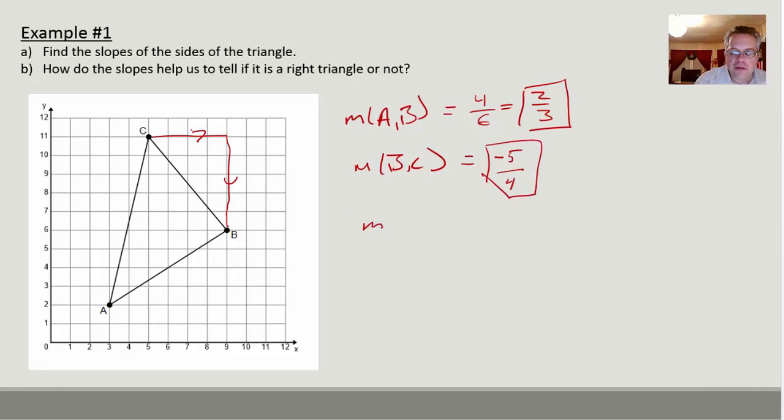All right, let's check out the slope between A and C. Between A and C, we go up quite a ways and then we go over. So we go up 1, 2, 3, 4, 5, 6, 7, 8, 9, and over 2. So the slope is 9/2, which simplifies to, actually, that is simplified.